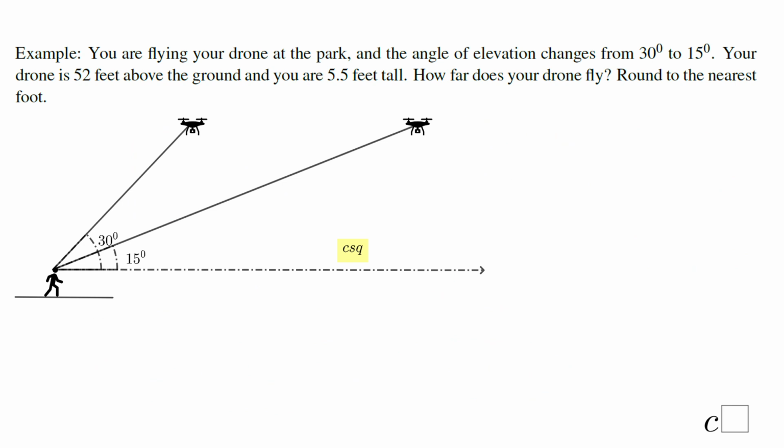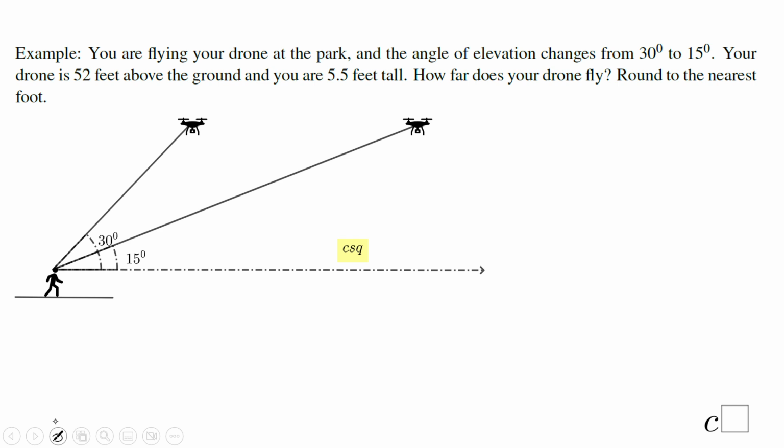The last problem in today's lesson is, like I said, very similar with the previous one. The only difference, we're gonna have angle of elevation. You are flying your drone at the park, and the angle of elevation changed from 30 degrees to 15 degrees. The drone is 52 feet above the ground, and you are 5.5 feet tall. So important also that piece. How far does your drone fly?